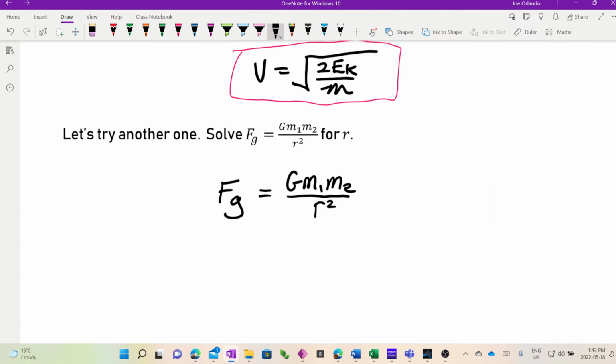We did this for the sun and Earth. The rearrangement of this would be the square root of G M1 M2 over FG equals R. Entirely right. So what would my first step here be? You multiply r squared to get it out of the denominator. Very good.